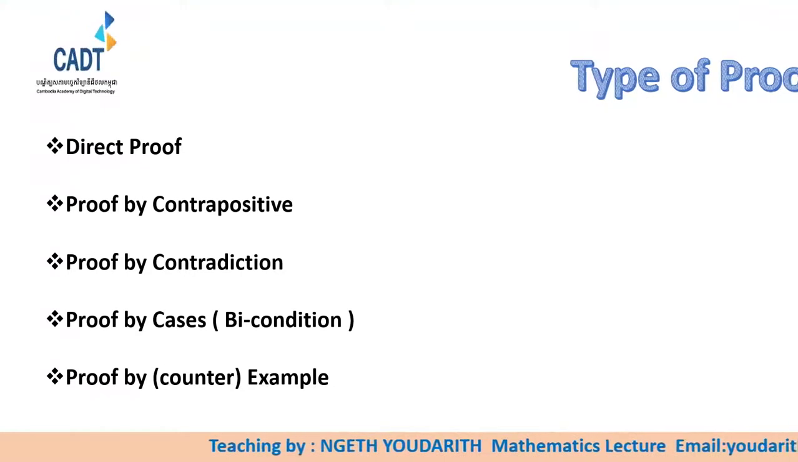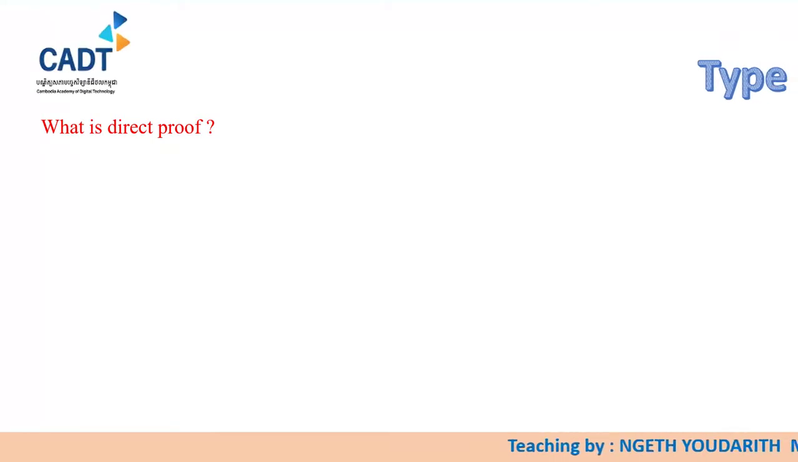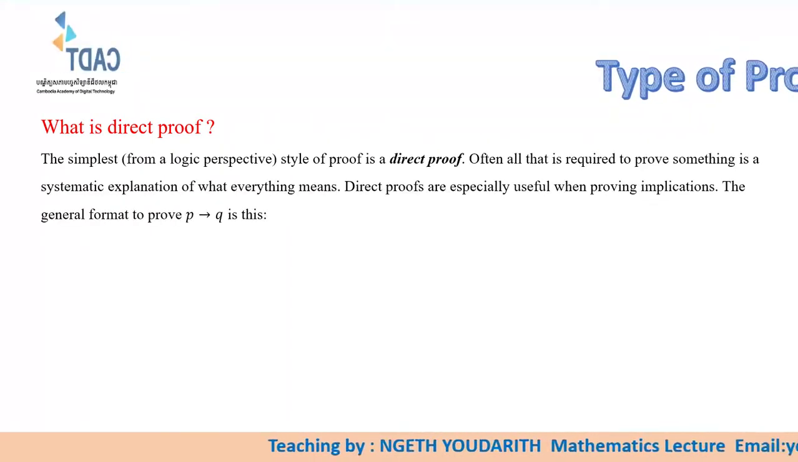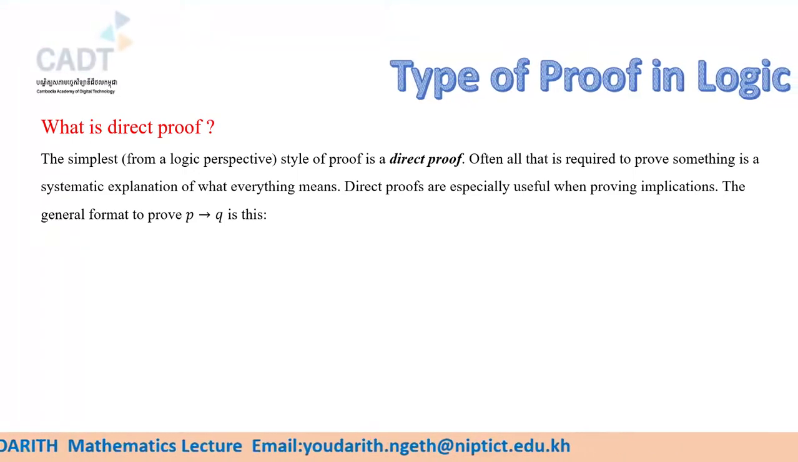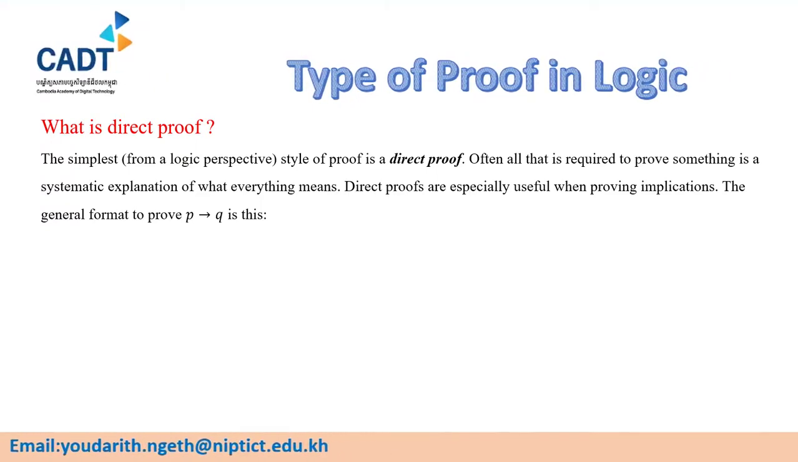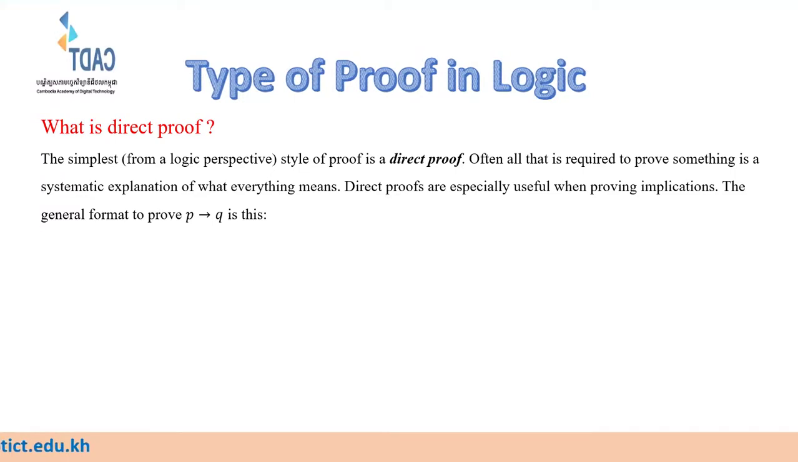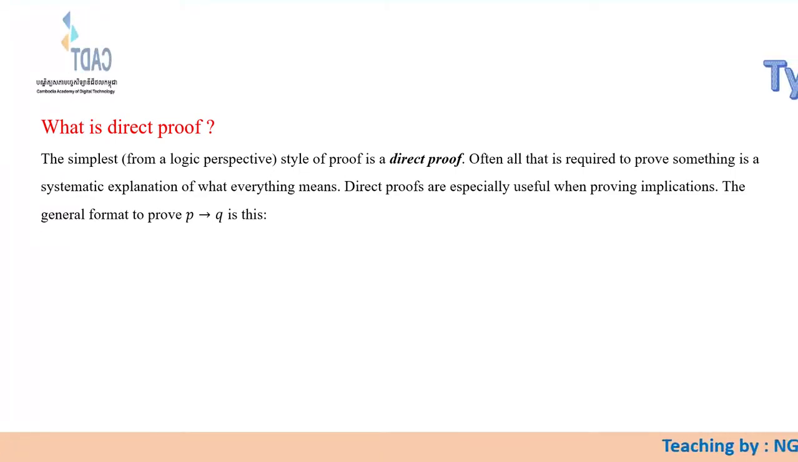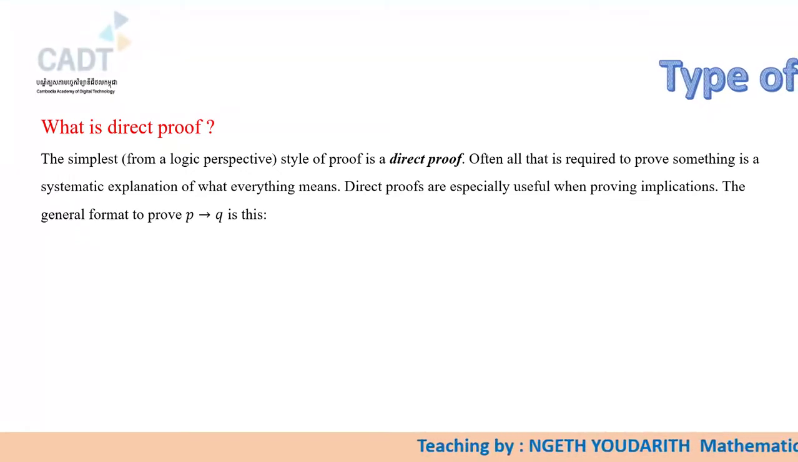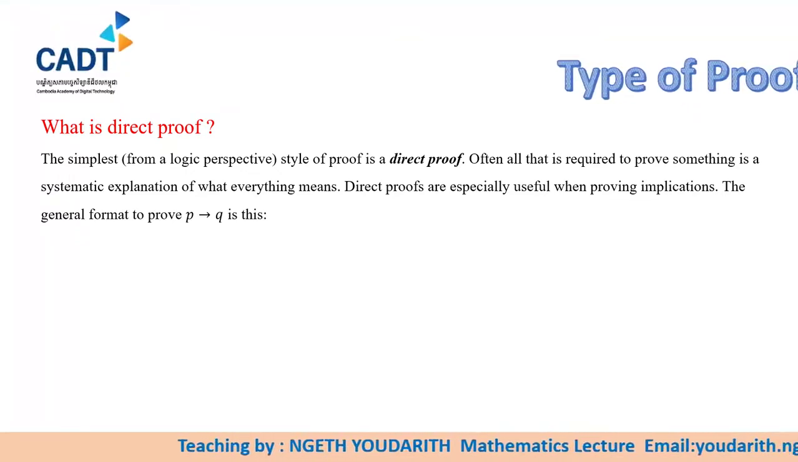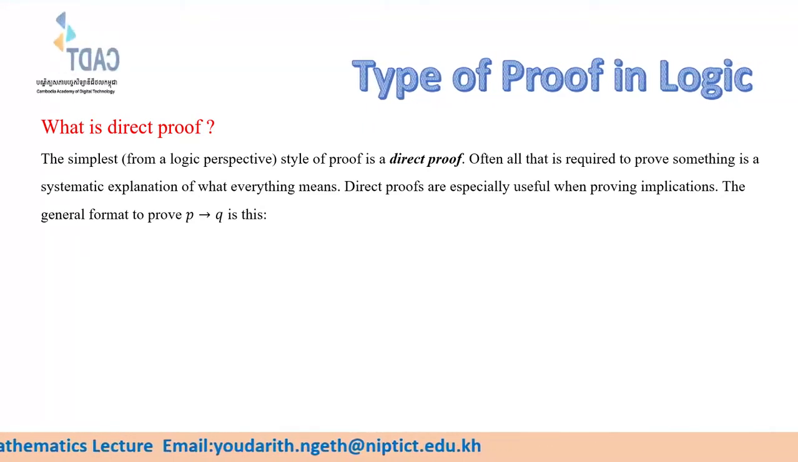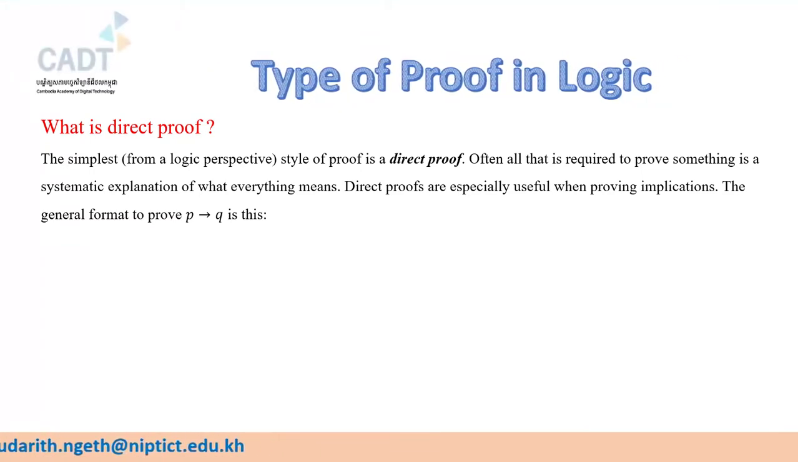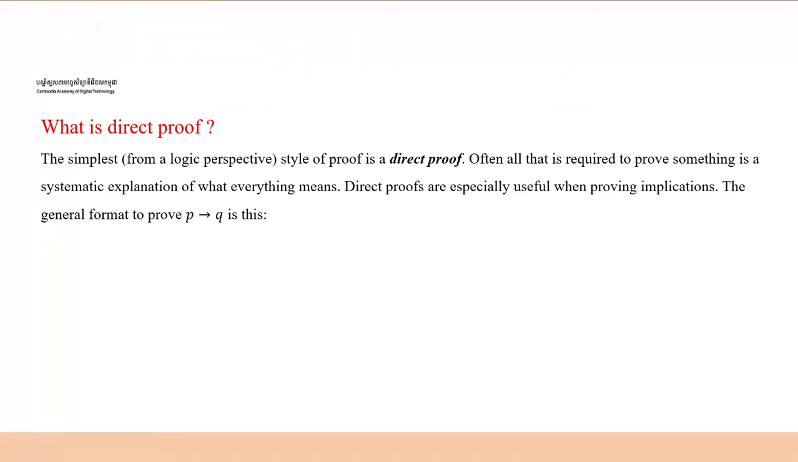And now we just go to what is direct proof? What is direct proof? The simplest form of logical style of proof is a direct proof. Often all that is required to prove something is a systematic explanation of what everything means. Direct proofs are especially useful when proving an implication. Then the general form of proof if P implies Q is this.